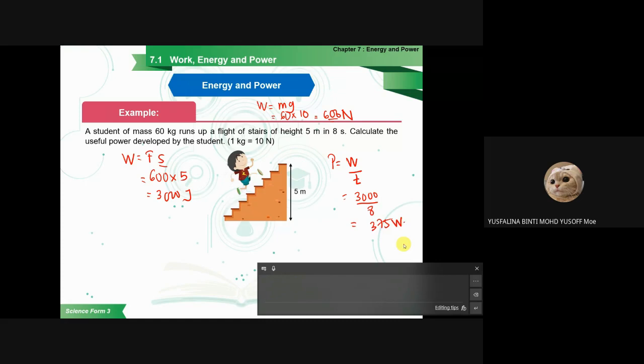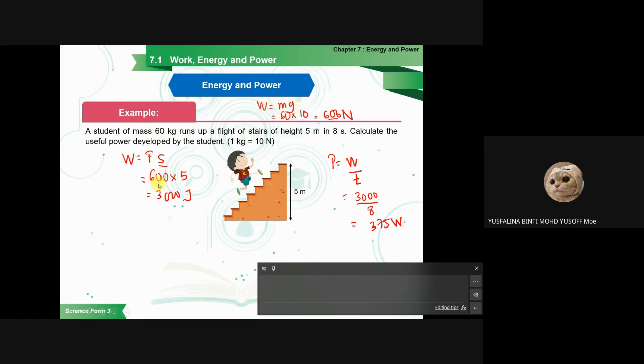Right? So I explain again. This is the formula, work divided by time. We don't have work here, so we have to find it first by using this formula, Fs. You already know F must be in Newton, right? There is no force given here, but you can use the mass to change it to force, using this formula mg.